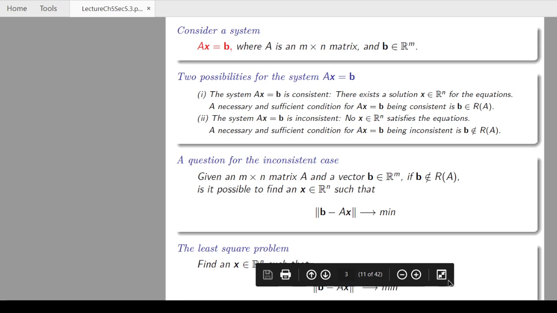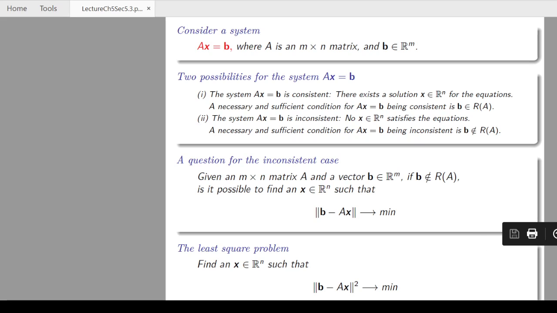I'm sorry, how to get rid of this part? Okay, there.